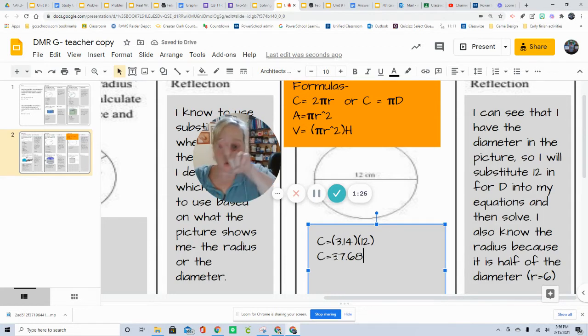And this is one-dimensional because circumference goes around. It's like building a fence or the outside of the pool. And this was centimeters. Now for area, we know the formula is right here.